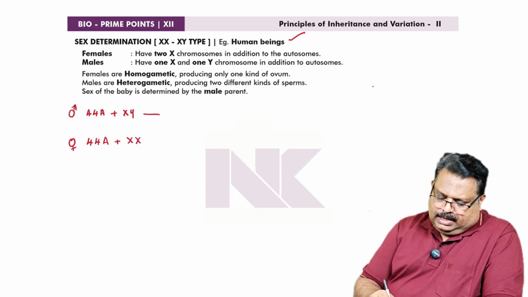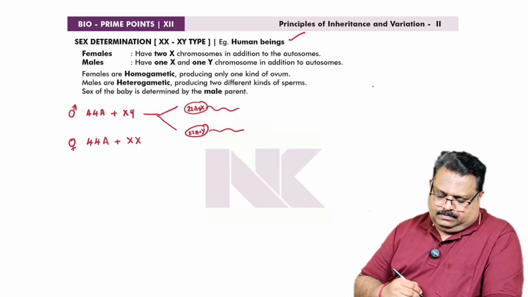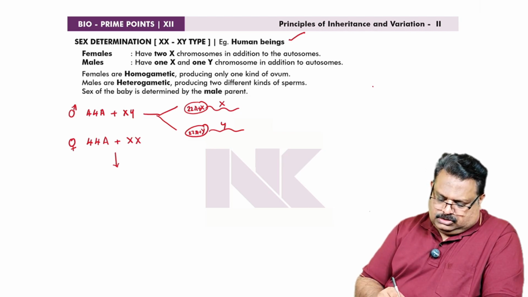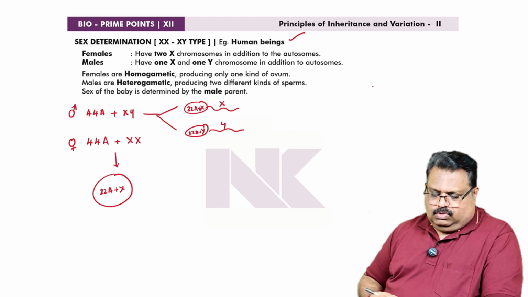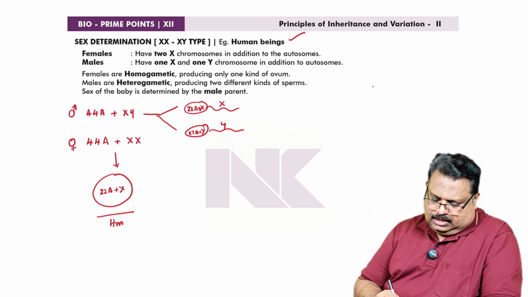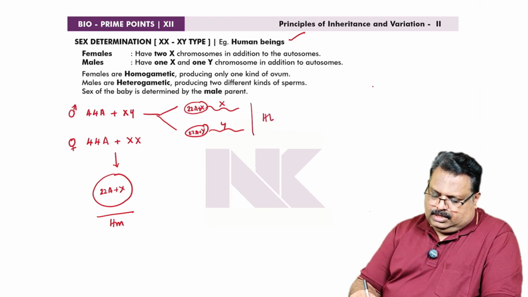So here also the male will produce 2 types of sperm. That means 22 autosomes plus X, and 22 autosomes plus Y. An X-containing sperm and a Y-containing sperm. But all the ova produced will have 22 autosomes plus X. Only one type of ovum. That means the female is homogametic, but the males are heterogametic.